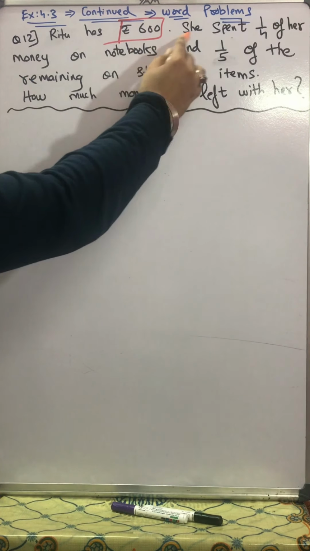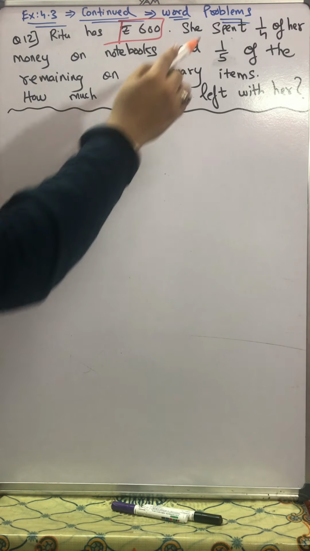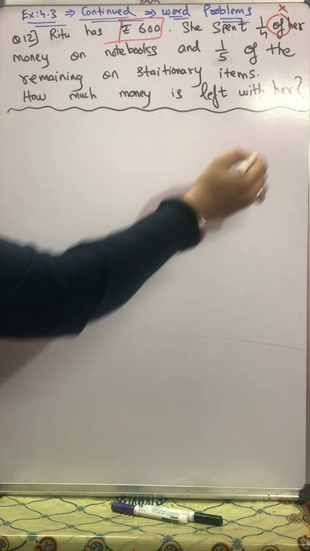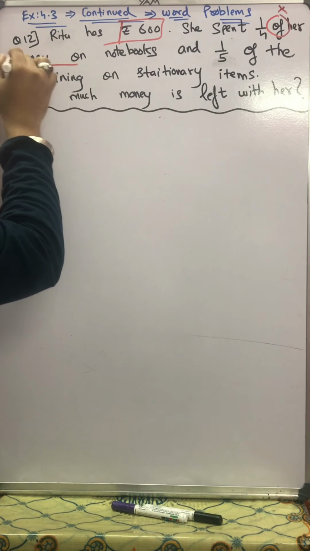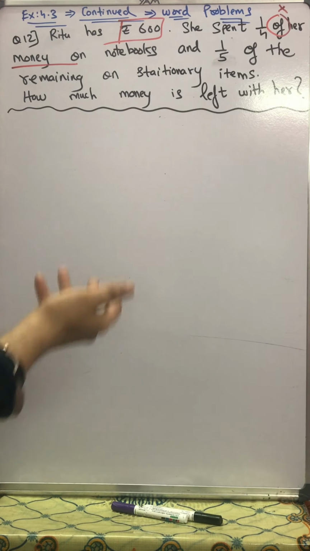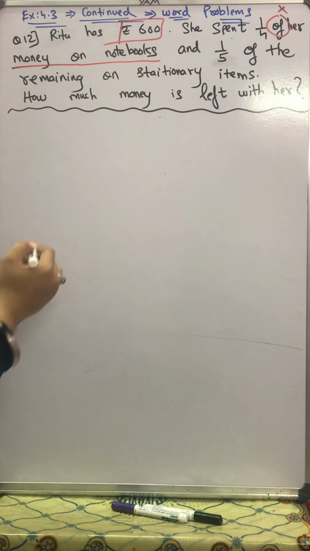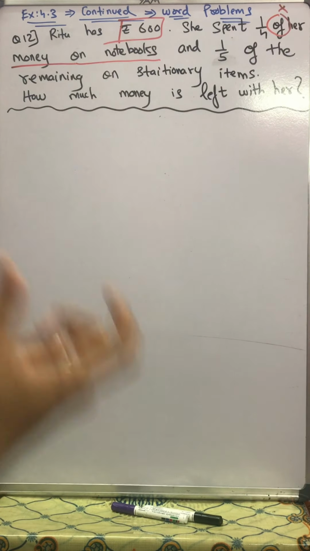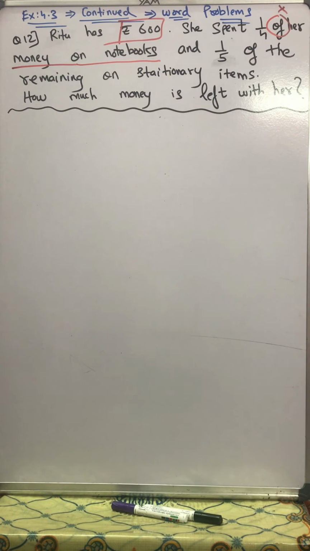Then what's given? She spent 1/4 of her money. Of means multiply. So she spent 1/4 of her money. What's her money? Her money is rupees 600. On notebooks. That means 1/4 multiplied by 600, and whatever value you get is the amount spent by Ritu on notebooks.